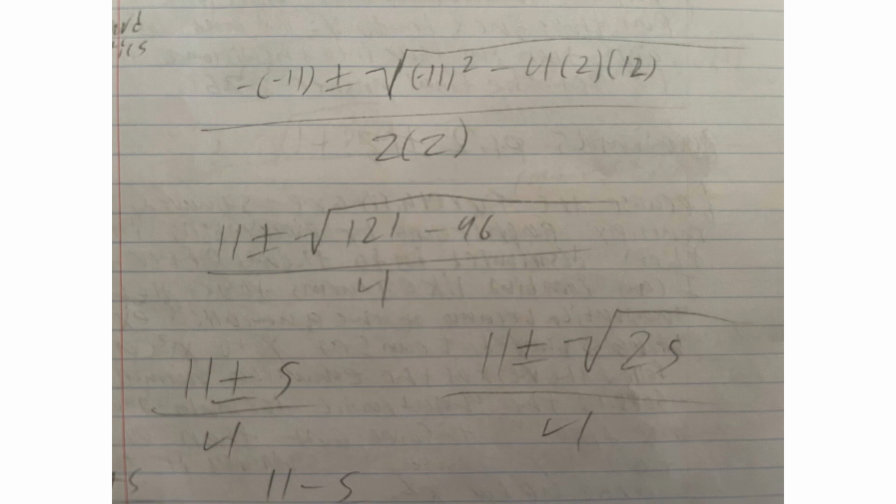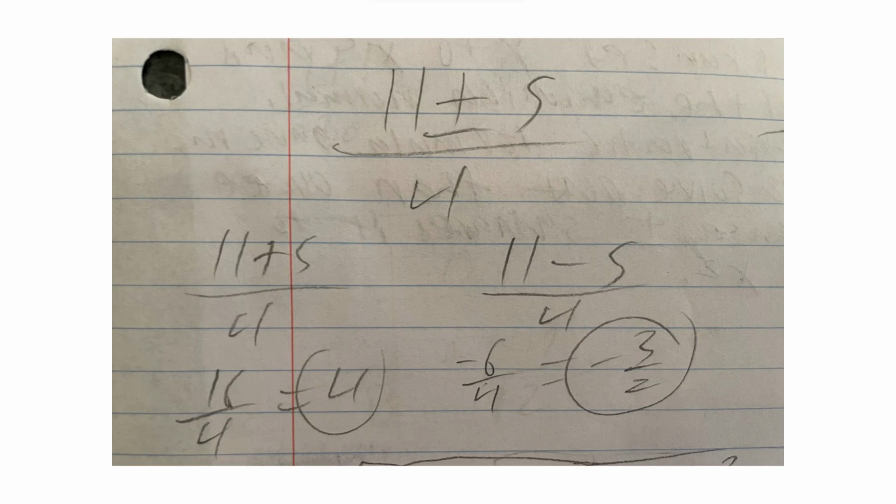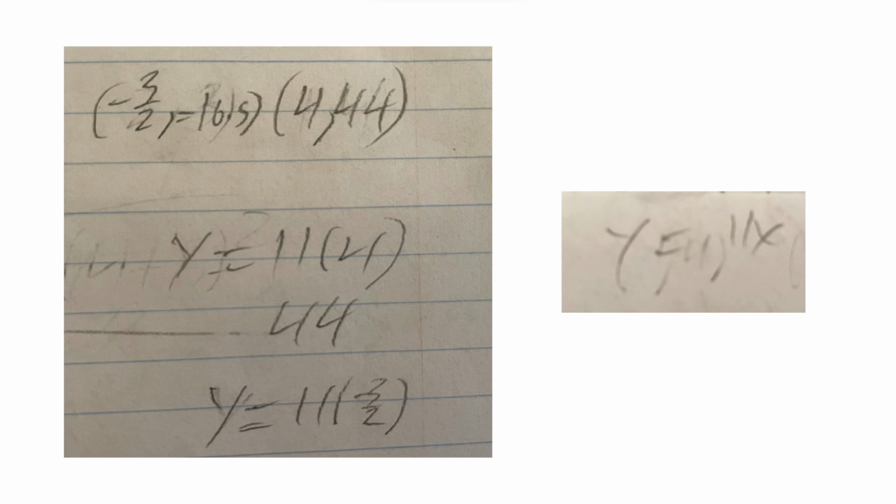So we just put that into the quadratic formula and solve through, which gives us 11 plus minus the square root of 25 over 4, which is 11 plus minus 5 over 4. Solving this, we get the 2 roots 4 and negative 3 over 2. Putting these 2 roots back into the equation g of x equals 11x gives us 2 points. So one point is x equals negative 3 over 2 and y equals negative 16.5, and the other point is x equals 4 and y equals 44.